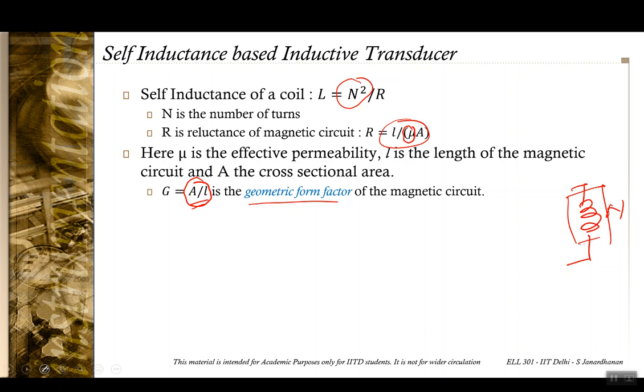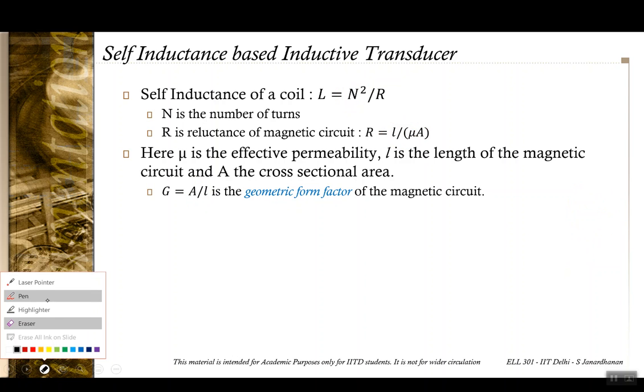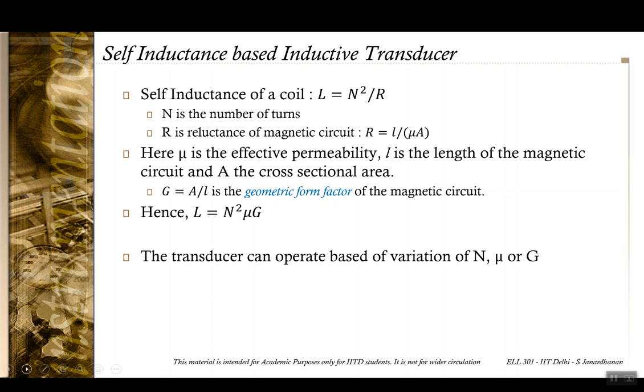Thus, if you look at it as a whole, the self-inductance of this coil can be written as N squared into mu into G. Now there are three factors here, N, mu, and G, and each of them can be used to operate the transducer and to derive the displacement that causes the variation of either N, mu, or G. Now let's again look at each of these choices sequentially.